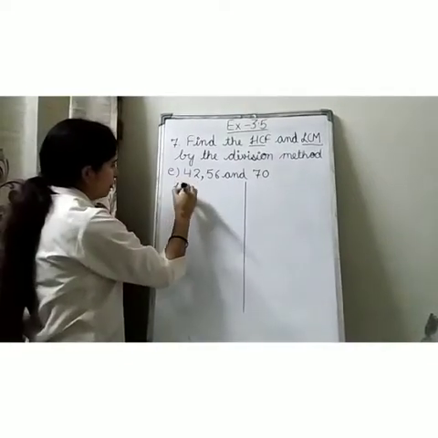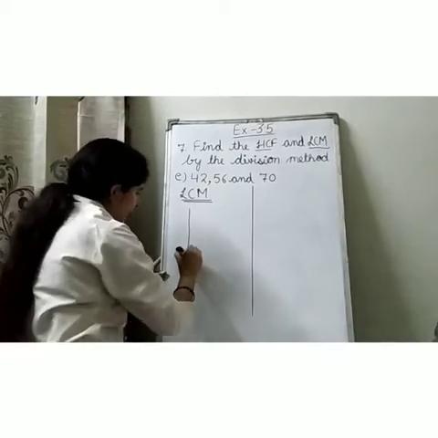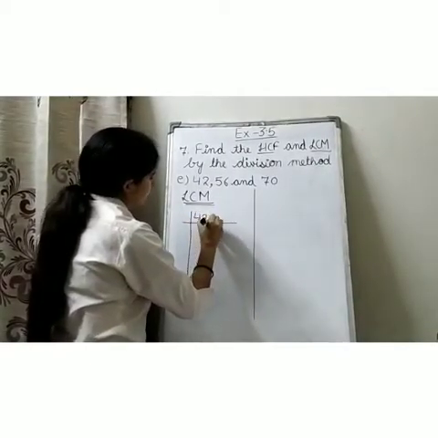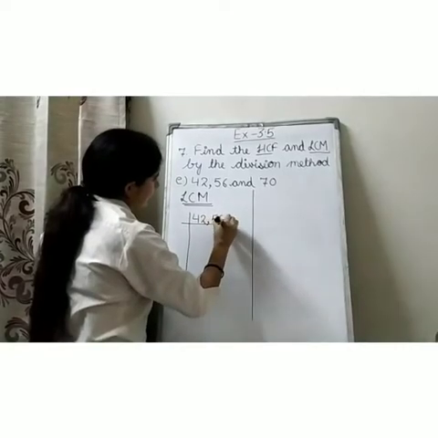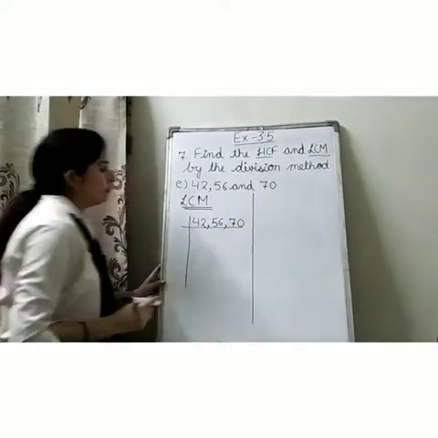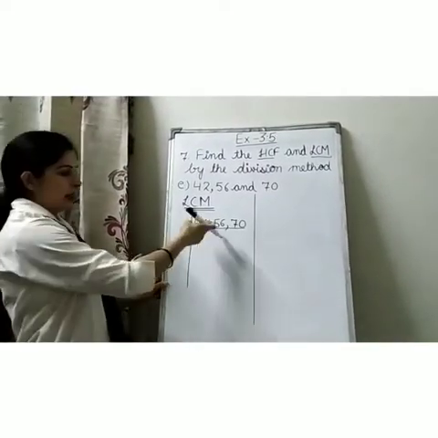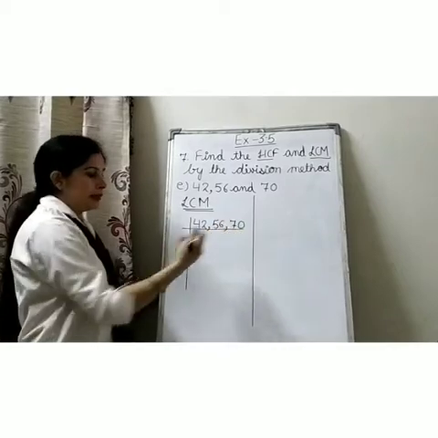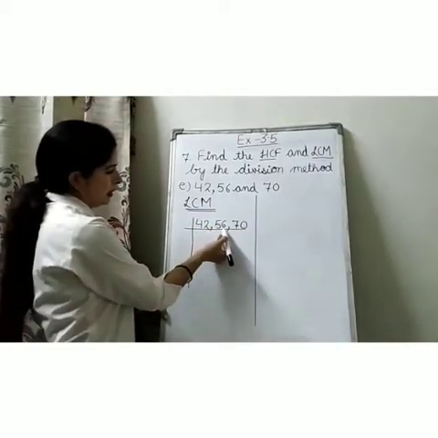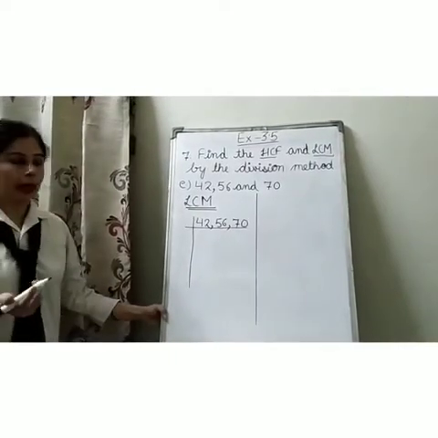First of all, we will find the LCM by the division method. So we will make this sign. Then we will write 42, 56 and 70. First of all, we will check on which prime number these numbers get divided. First prime number is 2. This is an even number, even number, even number. So all can be divided by 2.